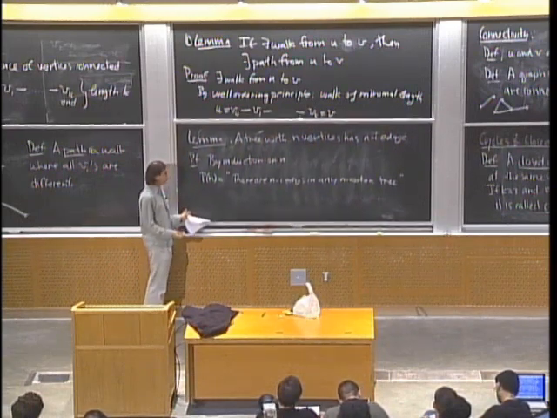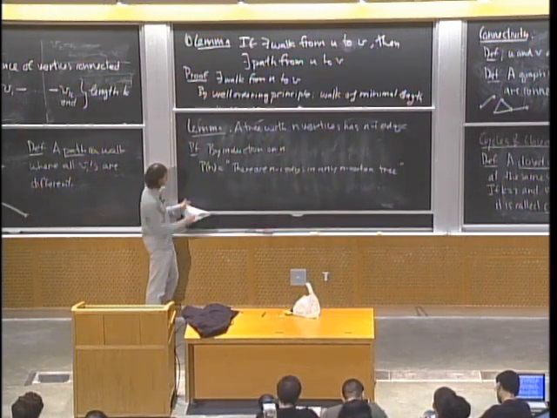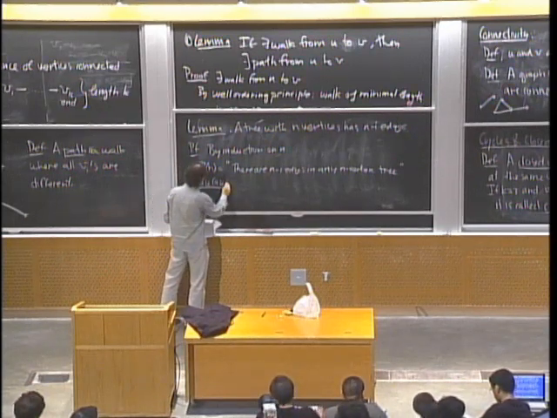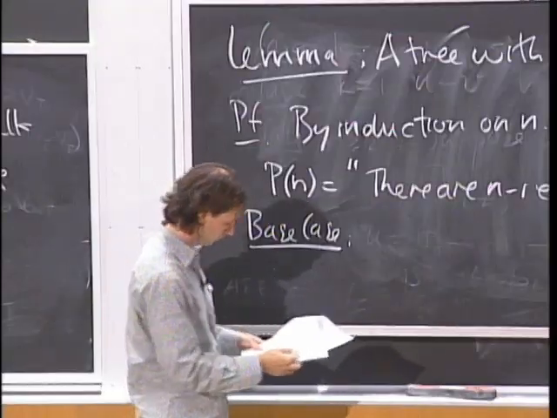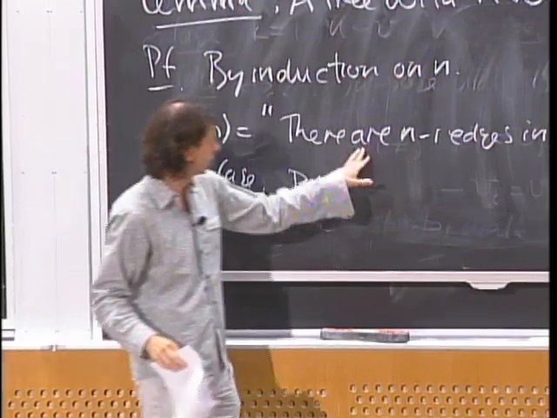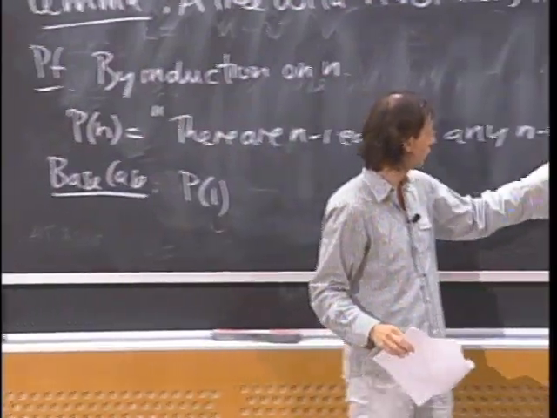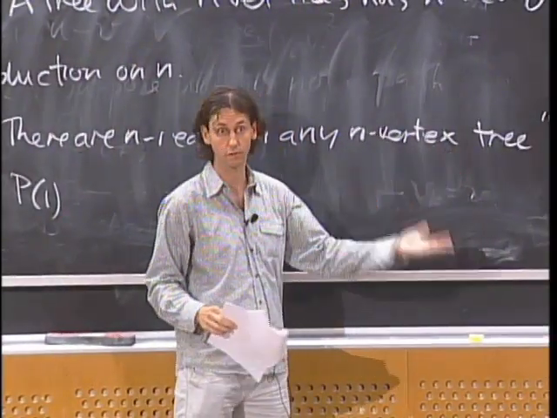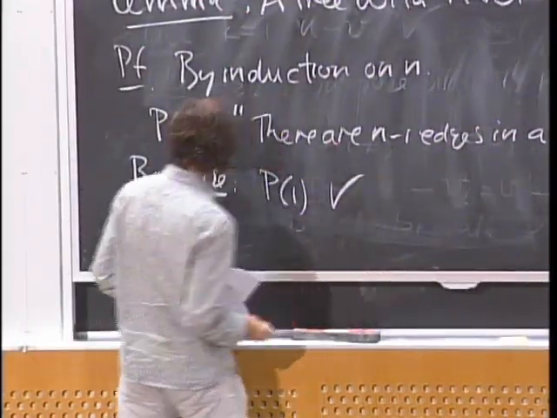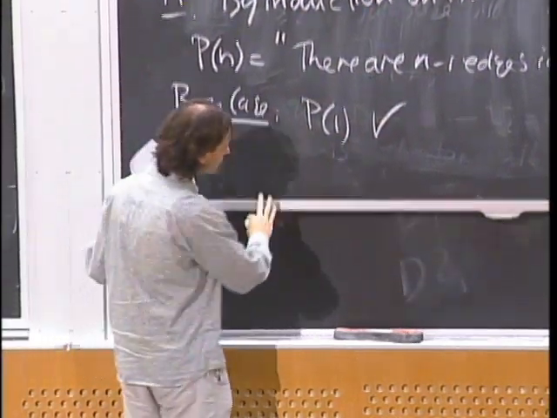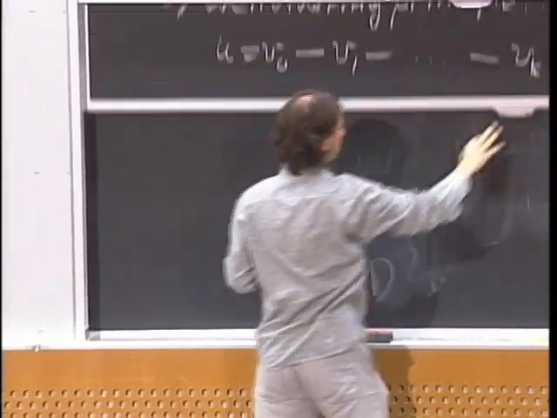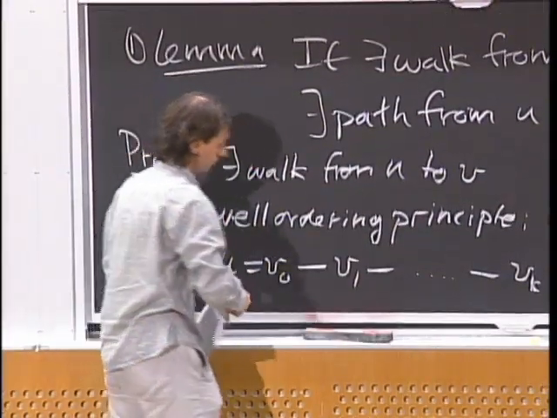And if we start with induction, we always start with the base case, right? So we have the base case. So how does this work? So for example, we want to consider P1. So there are 0 edges in any one vertex tree. Well, that's true, right? I have just one vertex. There's no edge. So this is definitely correct. So that's easy. So let's prove the other part, which is the inductive step.